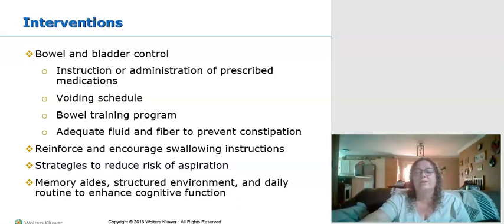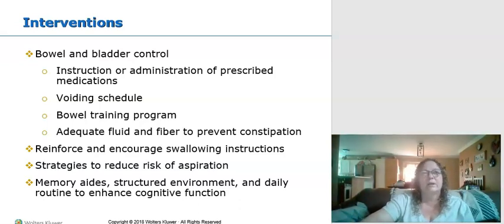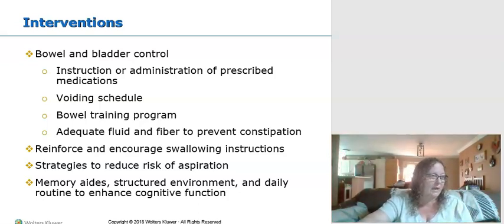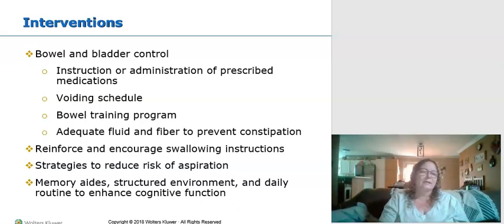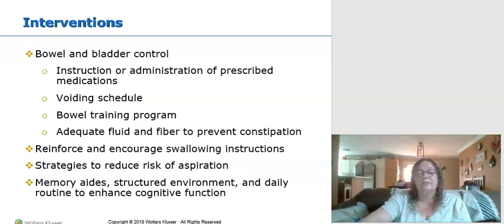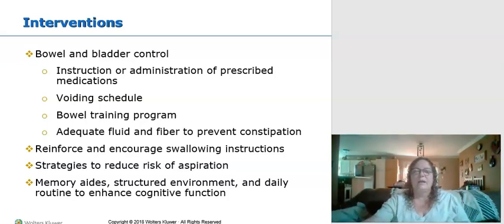We want to reinforce and encourage swallowing instructions. So if they're having some swallowing difficulty, collaborate with our speech pathologist to make sure that they have the proper diet order. Do they need thickened liquids? Do they need soft food? Or are we just teaching them swallow strategies? So remember tucking your chin to swallow, that sort of stuff. If we're having swallowing difficulties, we want to take strategies to reduce risk of aspiration: sitting the patient upright and preferably out of bed to eat, head of the bed at 30 degrees, suction by the bedside, that sort of thing. They may need memory aids as their disease progresses.